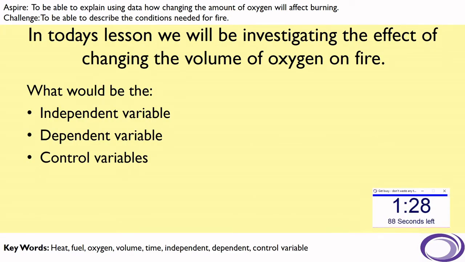Now, I'd like you to identify from our investigation and what we've gone through so far, what will be the independent variable. That's the variable we are going to change. What will be our dependent variable? This is what we are going to measure. And what will our control variables be? What will we need to keep the same?